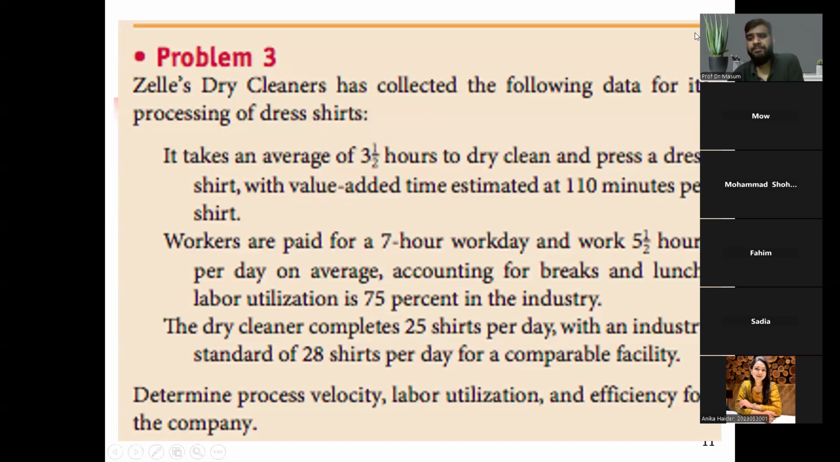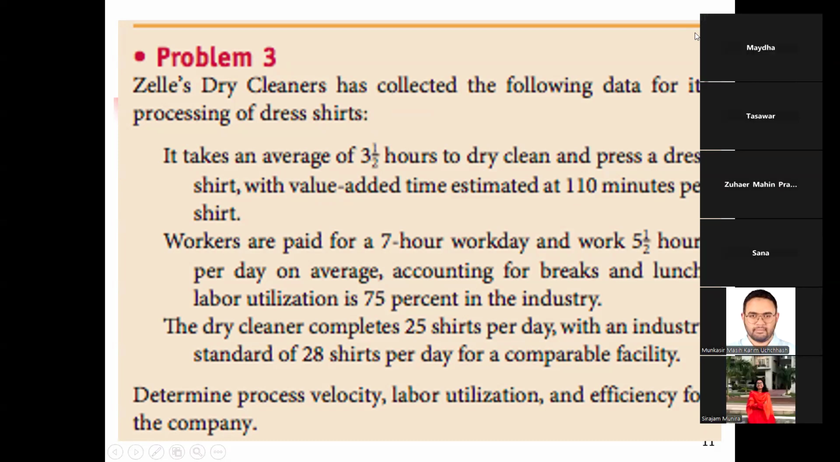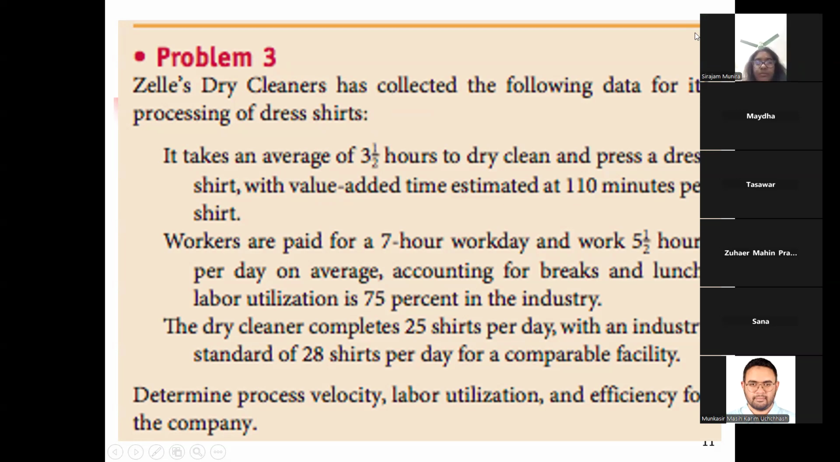Miss Anika. Anika today is absent-minded. She is doing some other jobs. Sirajum Monira, please. Can you please calculate the process velocity?